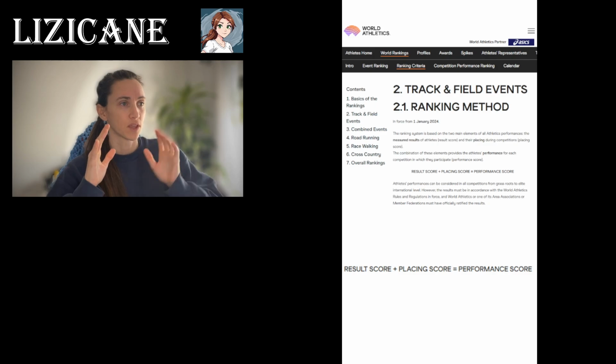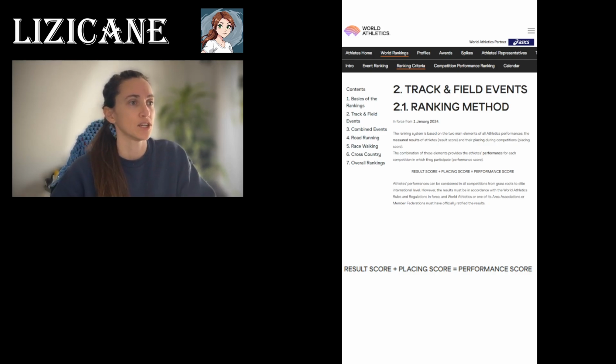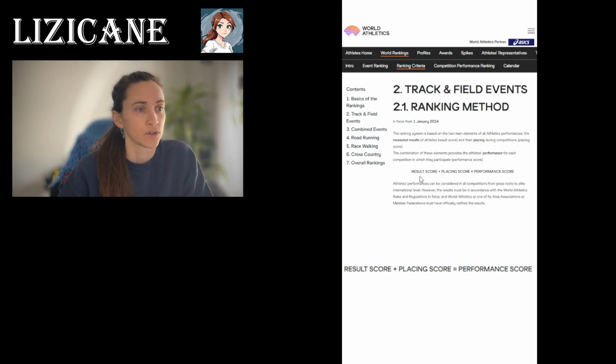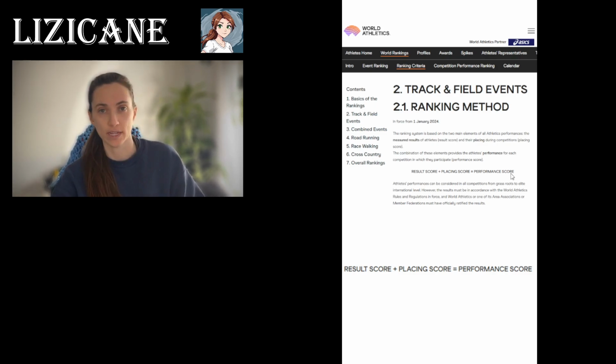All right, so on the World Athletics website, in the world rankings, we've got the ranking criteria. Inside this table of contents, on the second one, track and field events, we'll find 2.1 being the ranking method. And right here we have result score plus placing score equals performance score. So that is A plus B equals C, right? That's a very easy equation. So already it's like, oh, okay, performance score.